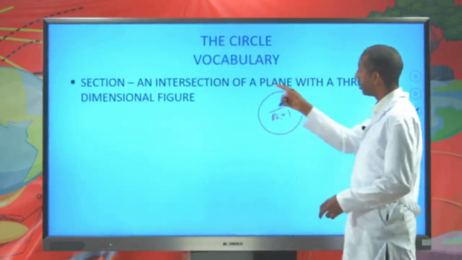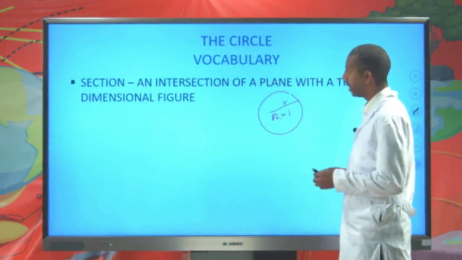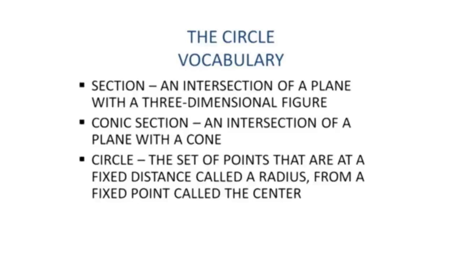So this is from conic section. A section is an intersection of a plane with a three-dimensional figure. So this is also an important terminology under this topic. And you may have the conic section. A conic section is the intersection of a plane with a cone. And again, a circle is a set of points which are equidistant from a fixed point. And this fixed point, we call the center of the circle.